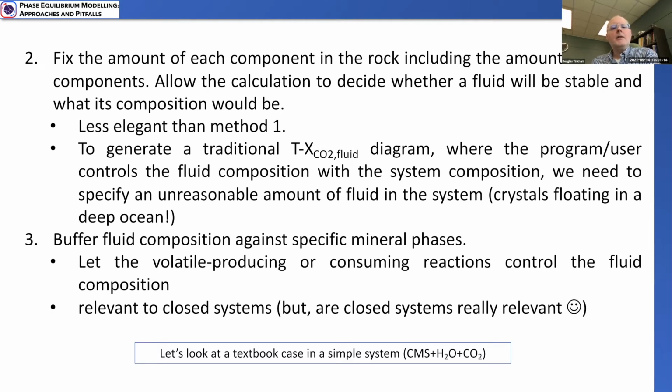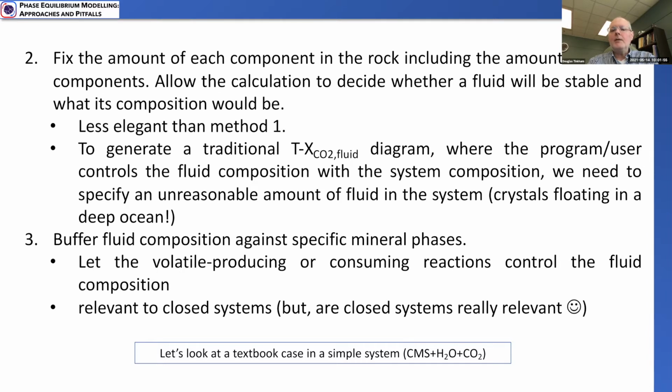I think it's a little bit less elegant than method one. Method one there, Mark showed a TX-CO2 diagram, and that XCO2 axis was actually fluid composition, where the program internally constrains the composition of the fluid everywhere along the x-axis. It's actually very difficult to do that in Theriac Domino. You can fix the bulk composition of a fluid. You can fix the composition of the fluid, no problem in Theriac Domino, but you have to do that over the complete diagram, not vary it along the x-axis. So there's a way to do a diagram that's equivalent to a TX-CO2 fluid diagram.